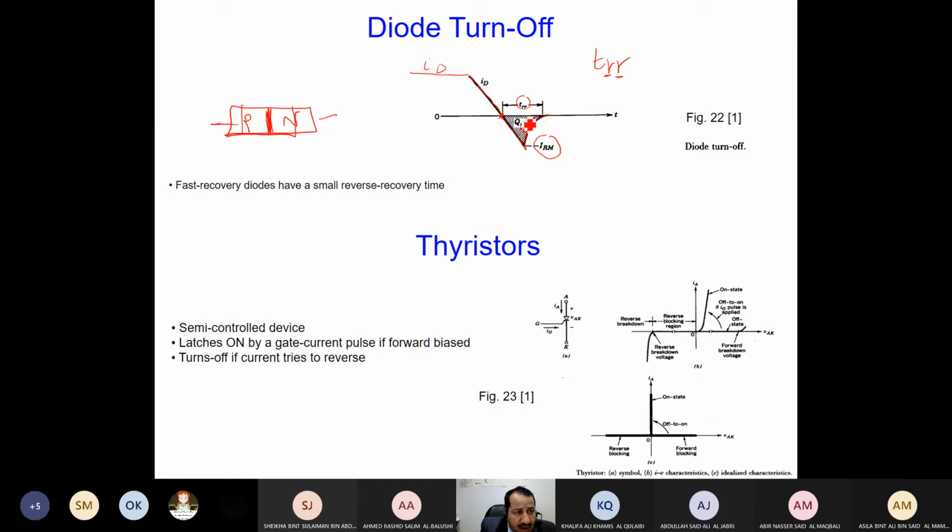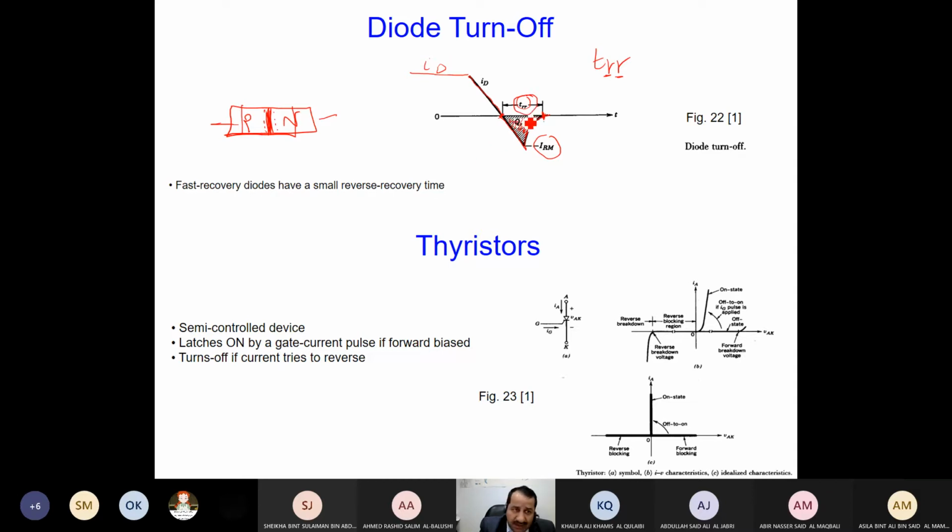This charge QRR will disappear. Okay, the charge here and here will disappear. When it disappears and we reach this point, the current becomes 0, no charge in the junction. We will say now the diode is turned off. So this time TRR needs to be considered when we design our converter circuits. We need to consider reverse recovery time.